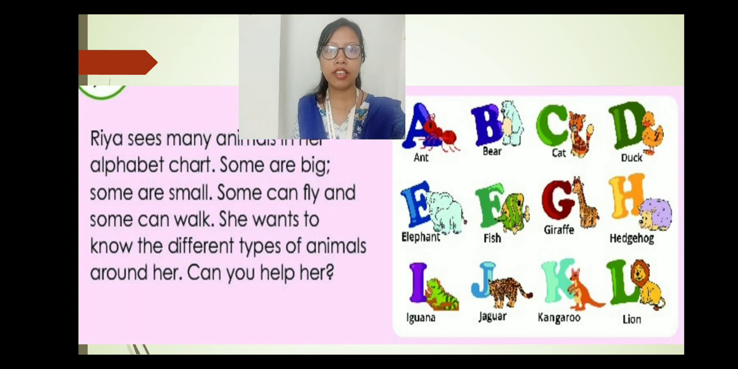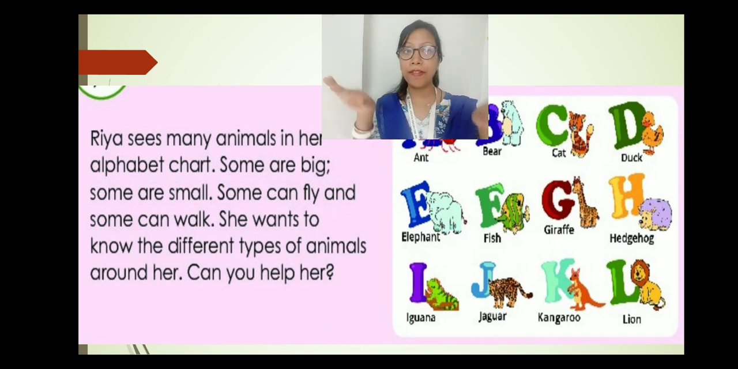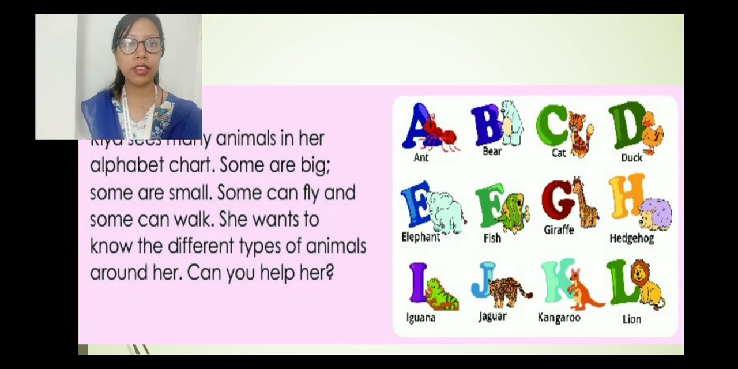So here are some of the animals with the alphabets. Let us read it out. Ria sees many animals in her alphabet chart. Some are big, some are small, some can fly, and some can walk. She wants to know the different types of animals around her. Can you help her? Let us see what those animals are.